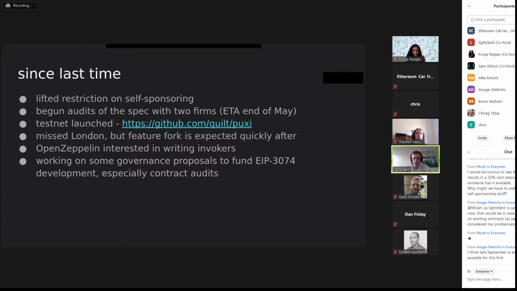And finally, we're working on some governance proposals with some DeFi projects to help fund EIP-3074 development, especially these contract audits, because like I said, the invokers are very, very important. They have to be secure. And so we want to make sure that the audits are done very thoroughly. We may even do some formal analysis if we feel that it's needed. And so these things are very expensive, and we want to try and fund that. So if you have any connections with DeFi protocols that would be interested in working with us on that, that would be good. Feel free to reach out to me offline.